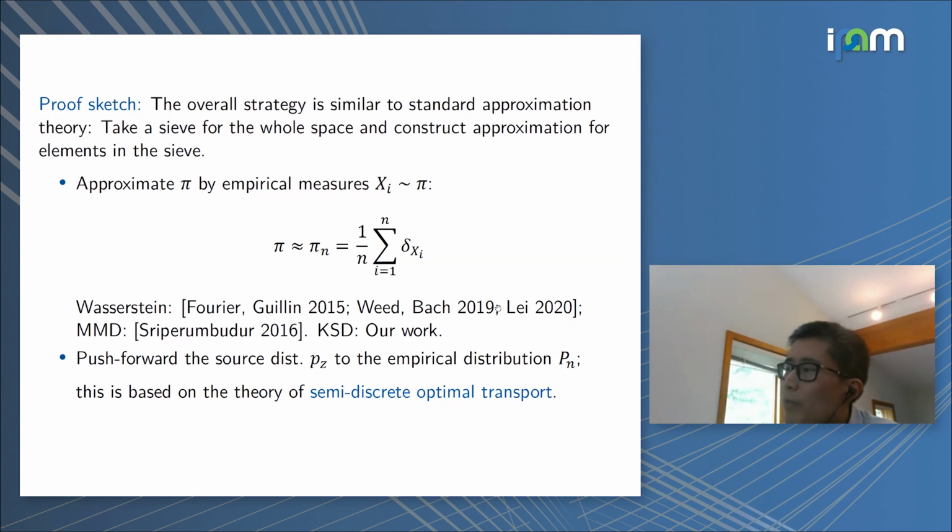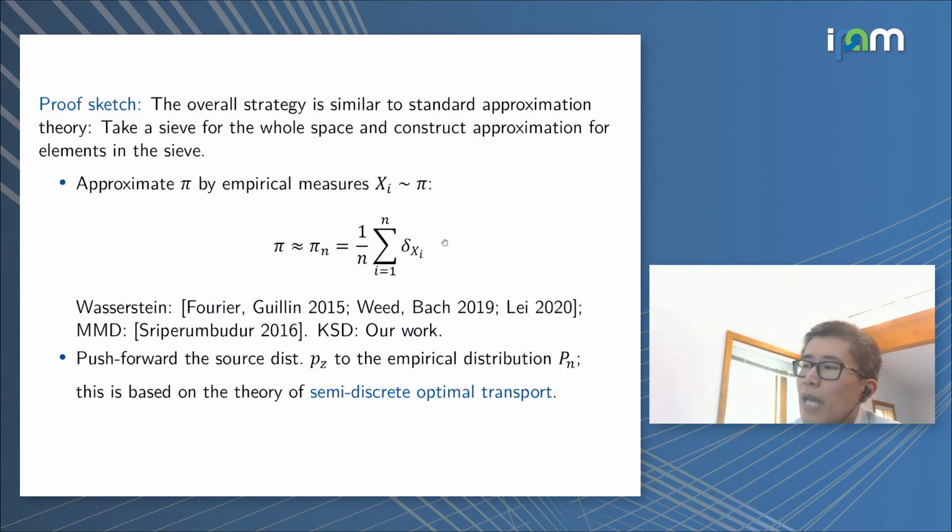In particular, one of the recent works by Jing Lei, who is a colleague of Zhejiang at CMU, gives a very nice clean result on the convergence rate of the empirical measure in Wasserstein distance. And in MMD, this has also been studied before by Sriperumbudur in 2016. Sorry, I cannot pronounce this name very well. And for KSD, as far as we know, our work is the first result with a very explicit convergence rate.